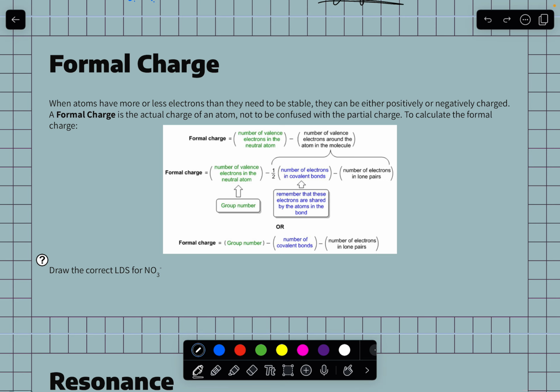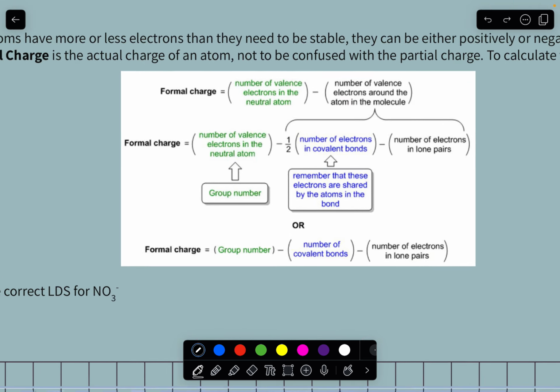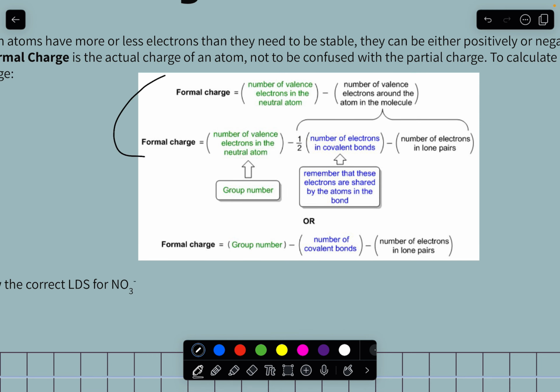Okay, so there is an equation to calculate the formal charge. So you can read through these if you want, but the simple one is going to be this one down here. This is one I use. So the formal charge is going to be the group number, so it's number of valence electrons of the atom. So this comes from the periodic table, minus the number of covalent bonds, so it's how many atoms it's attached to, minus the number of electrons in lone pairs.